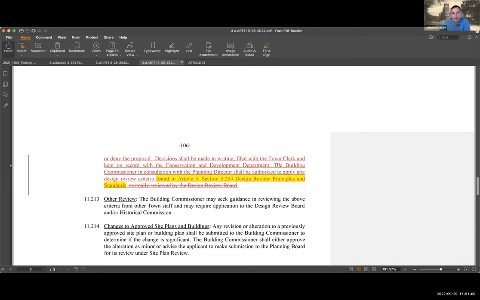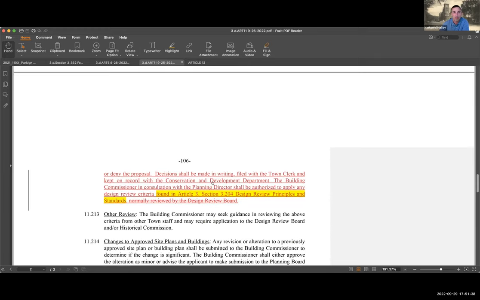What we're saying here now is the building commissioner, in consultation with the planning director, shall be authorized to apply. So we're not saying that they shall apply. We're giving the building commissioner the authorization to apply them. Because if the building commissioner right now was to tell an applicant that the building permit refers to design review principles, an applicant could try to argue that that's not really applicable. We actually do want the building commissioner, through administrative approval, to be able to apply these.